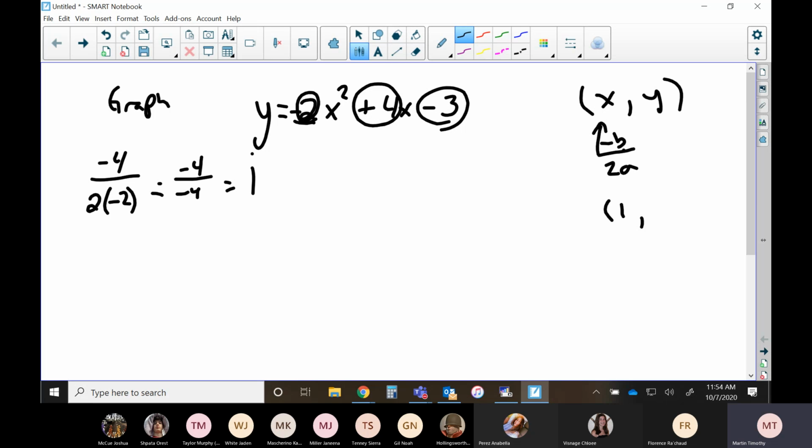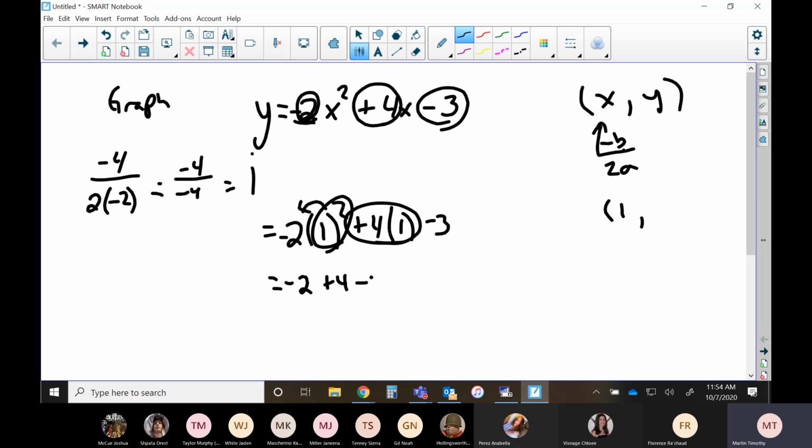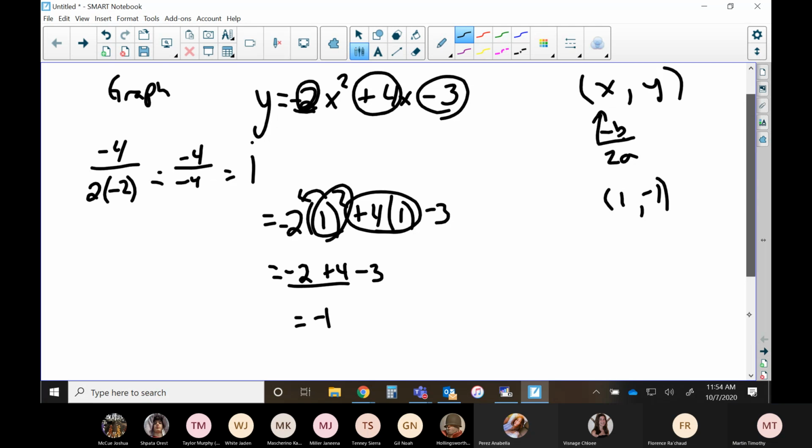Now I plug in -2 times 1 squared plus 4 times 1 minus 3. And I do order of operations, right? I got to do 1 squared is 1. 1 times the -2 is -2. 4 times 1 is a +4 minus 3. A -2 plus 4 is 2. 2 minus 3 is a -1. So 1, -1. Does that make sense? That's my vertex.